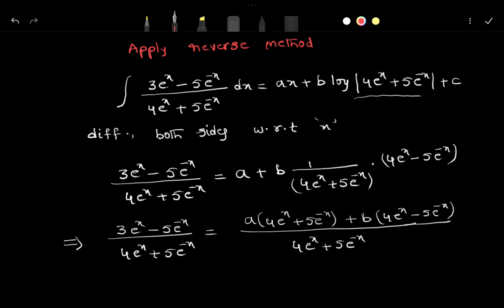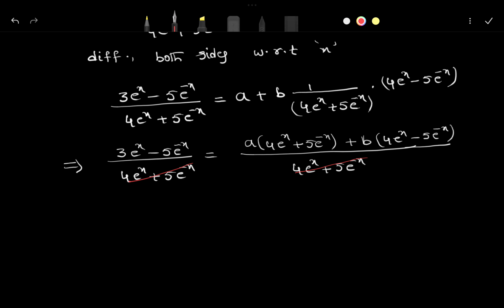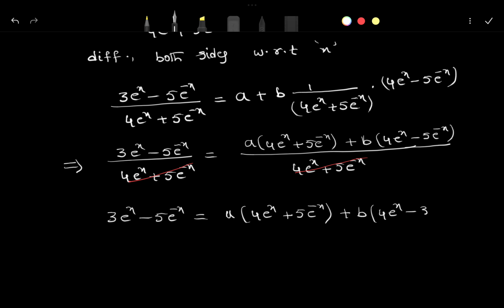After this, you see both sides have the same LCM, so this one and this one cancel. Now after that, you have to write 3e^x - 5e^(-x) is equal to a into (4e^x + 5e^(-x)) plus b into (4e^x - 5e^(-x)).